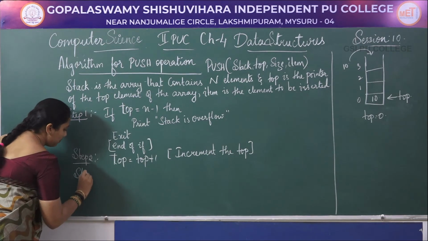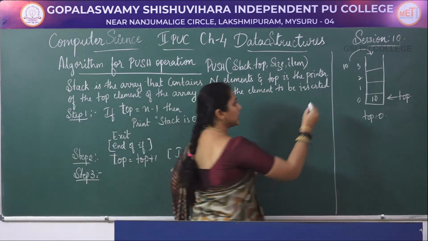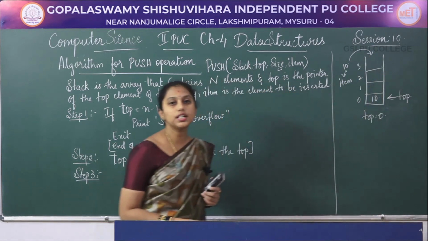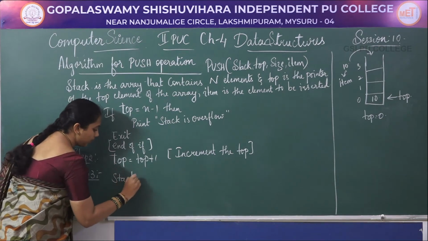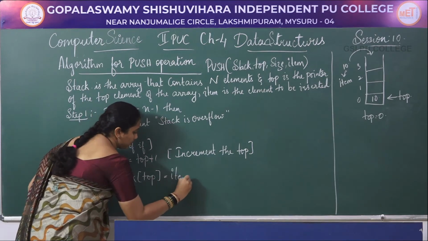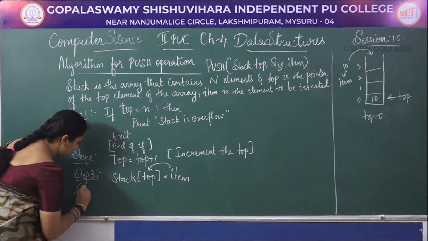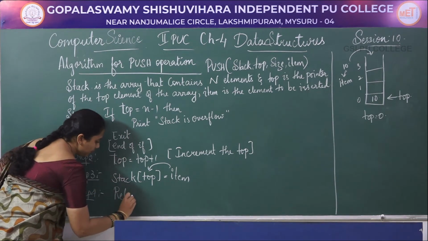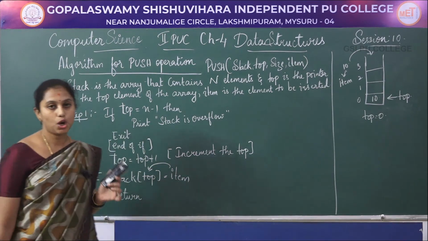So what is the next step? We are inserting an item, the item called 10, at the top of the stack. So we are inserting an item to the top of the stack. After inserting an item into the stack, we are returning. So this is an algorithm for push operation.